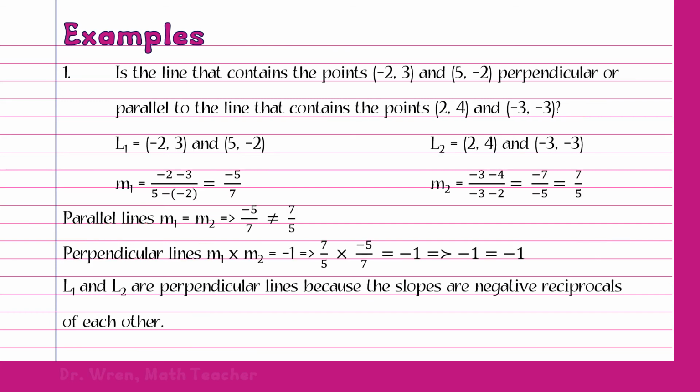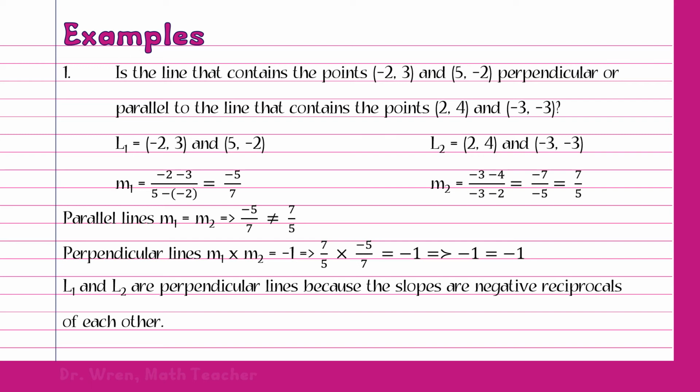Is the line that contains the points (-2, 3) and (5, -2) perpendicular or parallel to the line that contains the points (2, 4) and (-3, -3)? Let's first calculate the slope for line 1, which is -5/7. Do the same for line 2 to get a slope of 7/5.